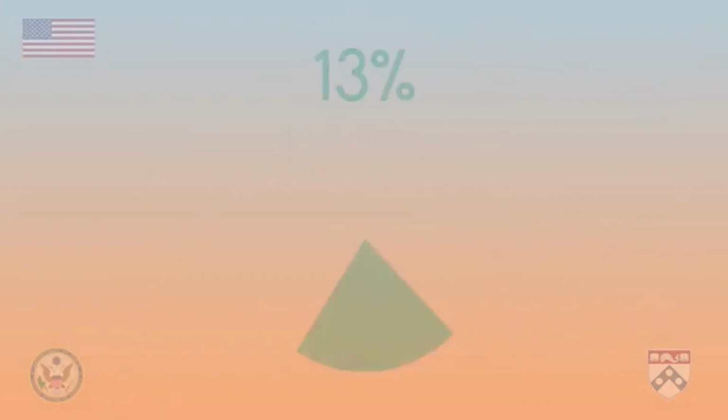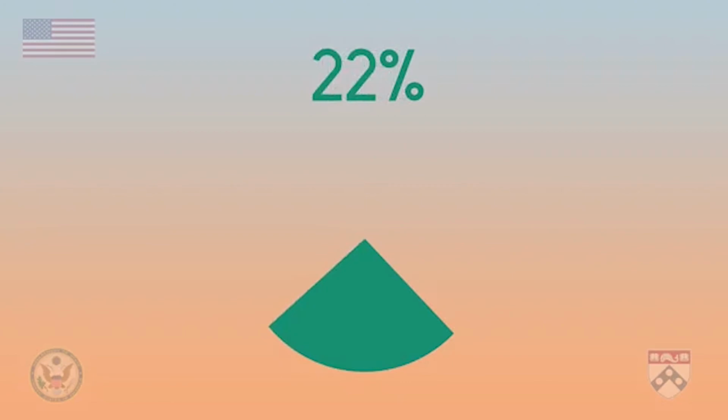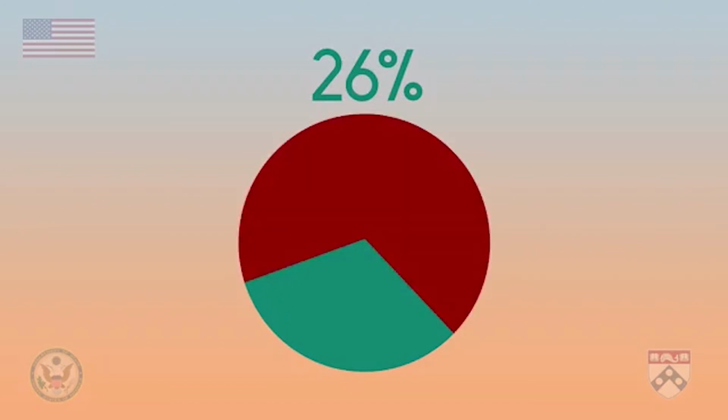In the United States, the amount of electricity produced by renewable energy increased from 13% in 2012 to 22% in 2013. It's predicted that by 2020, 26% of the electricity in the U.S. will be produced by renewable sources. And this increase is happening all over the world. One great example is Denmark. In 2015, Denmark produced over 40% of its power by wind energy.